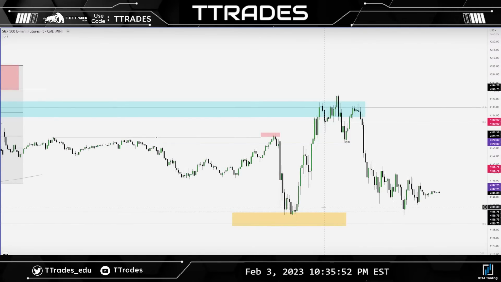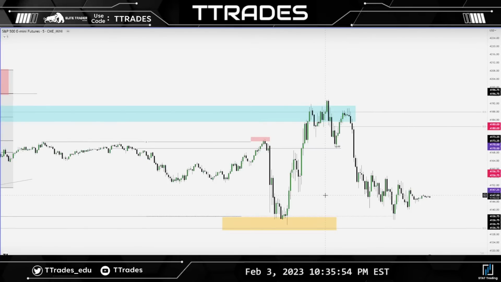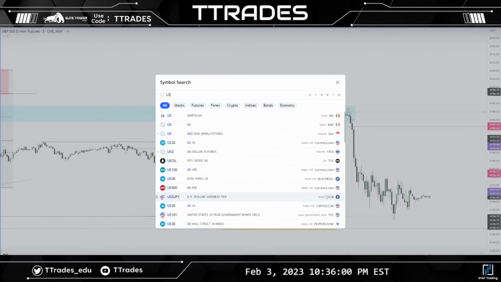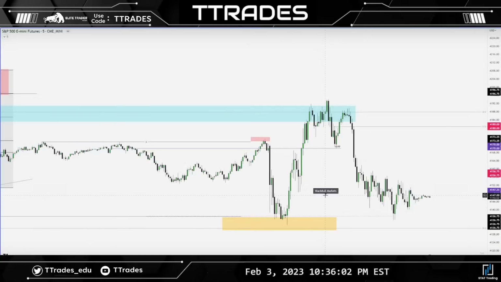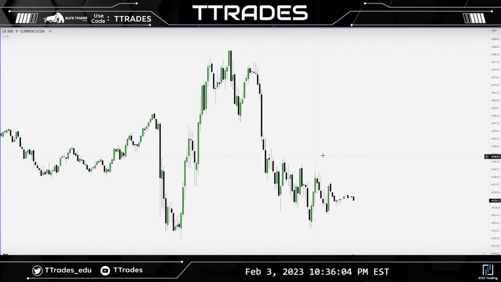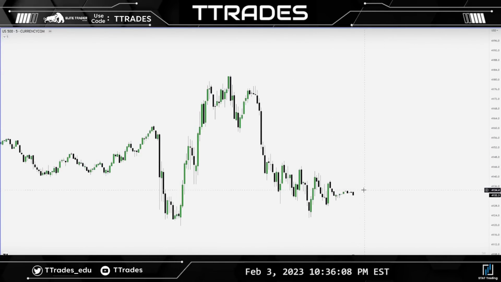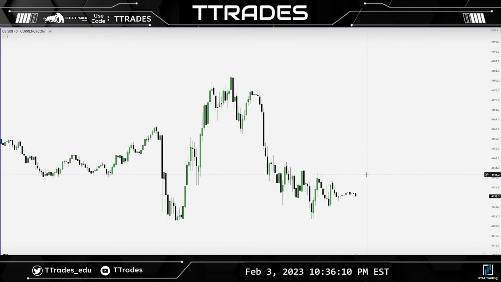If you don't have real-time data for ES, I'm pretty sure you can just use US 500. It's a CFD, and pretty close. Since it's a CFD, it's free data. You don't have to pay for it. So yeah, this is TradingView.